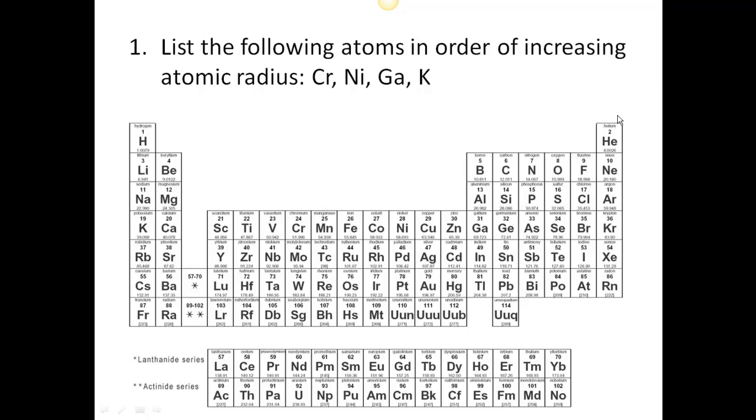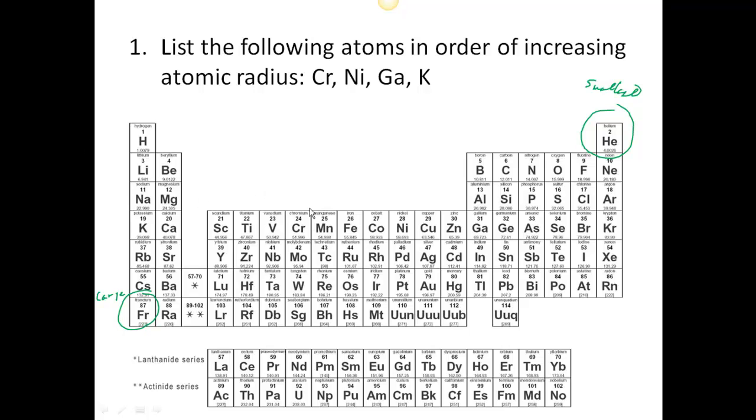Well, before we do that, I want to make sure we all understand that when we're talking about atomic radius, the smallest thing on the periodic table is helium, and the biggest thing on the periodic table is francium. All right, so list the atoms in order of increasing atomic radius.